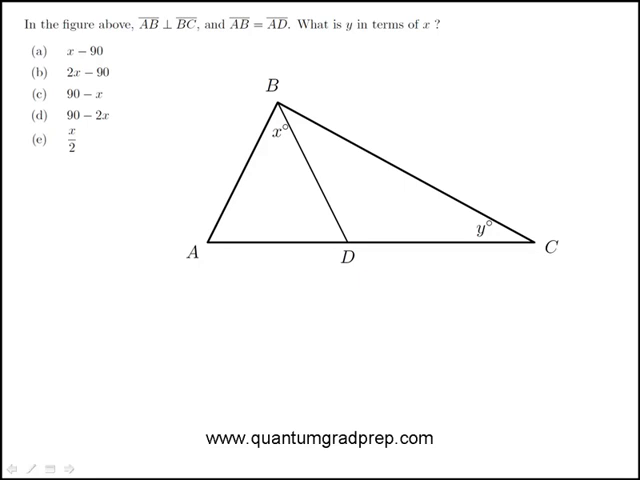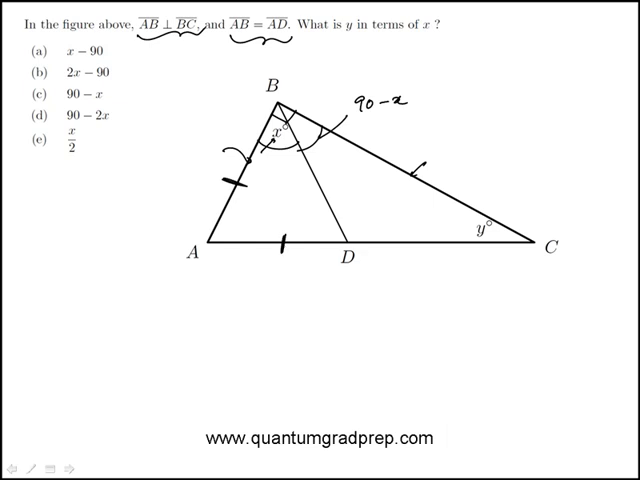So in this problem, we're given that AB is perpendicular to BC. So this side is perpendicular to BC, so that's 90 degrees, which means if this angle is x, this would be 90 minus x. Now we're told that AB is equal to AD, so that side is equal to AD.